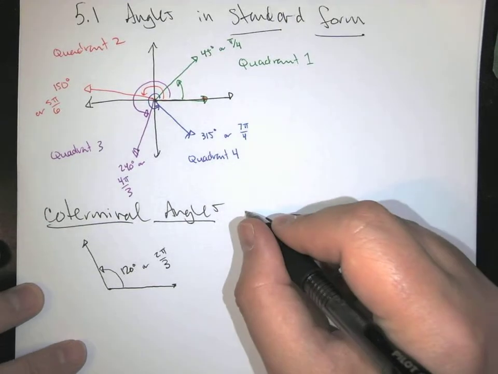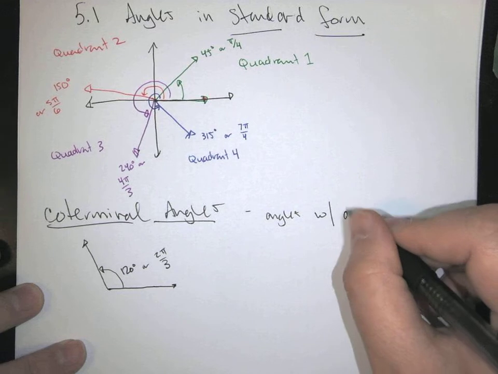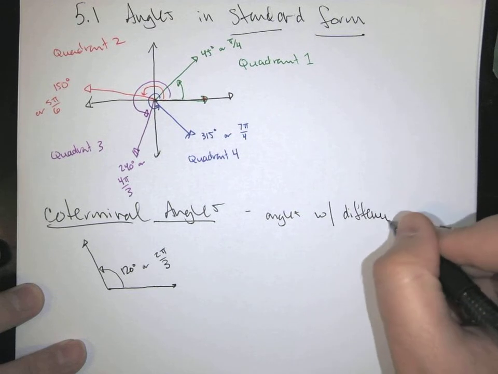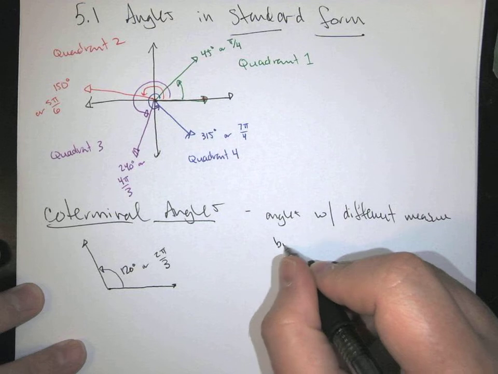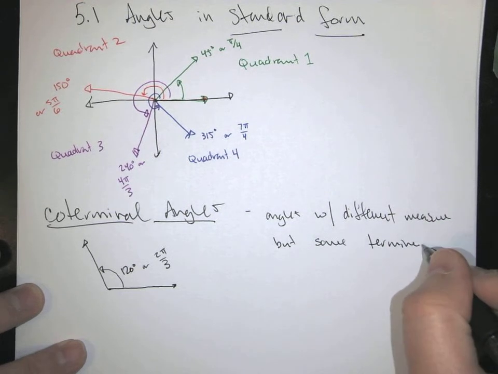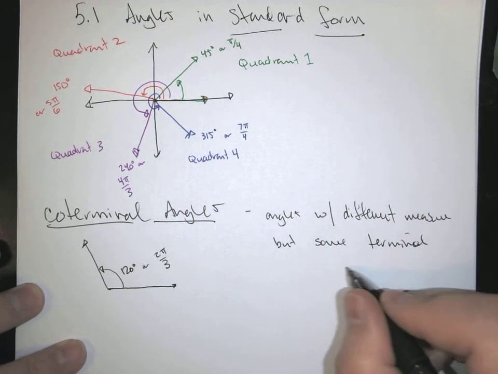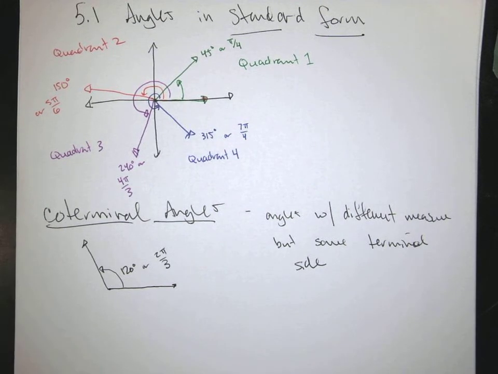So coterminal angles are angles with different measure, but the same terminal side. So you're ending up in the same position, right? You're just getting there in a different way. So this could mean rotating from the other direction.